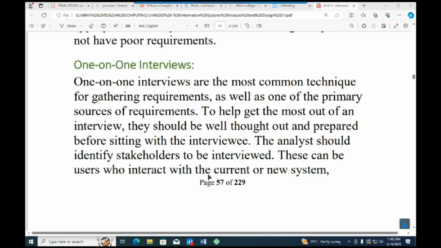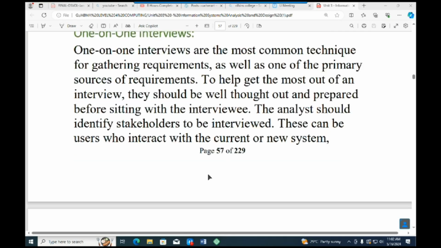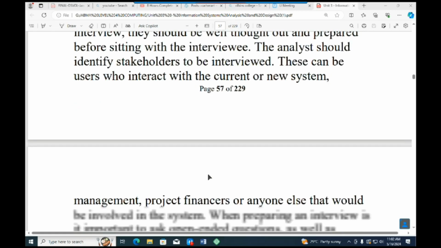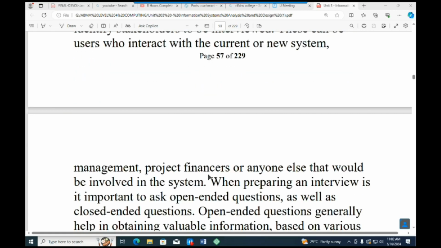The analyst is supposed to identify the stakeholders to interview. The stakeholders can be users who are interacting with the current system, or who will interact with the new system that you are intending to build. The stakeholders can be management. The stakeholders can be project financiers, the people who are going to finance your project, or anyone else who is going to be involved in the system.